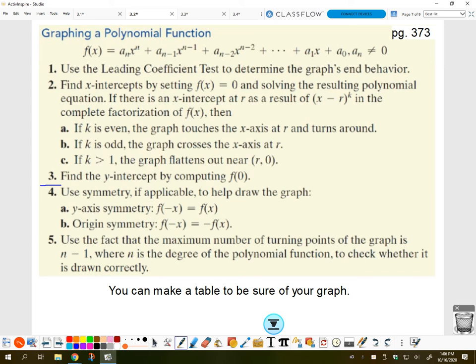Those next 3 statements are part of number 2, sorry. So let me start over. Things that you have to do. You have to sketch your end behavior, you have to find x-intercepts, you have to find y-intercepts, and you need to think about your multiplicity at those x-intercepts. Once you have that, then you can make a table to fill in the gaps.